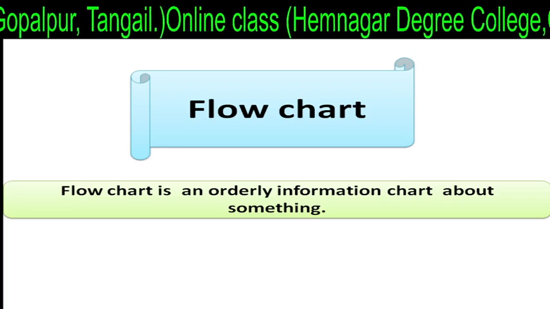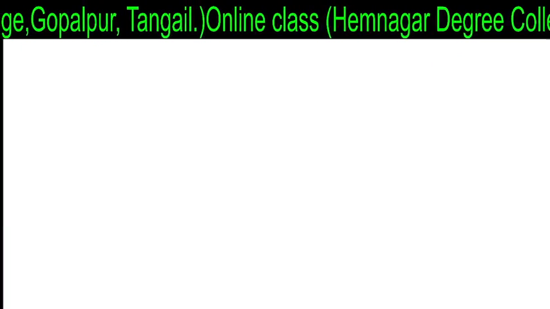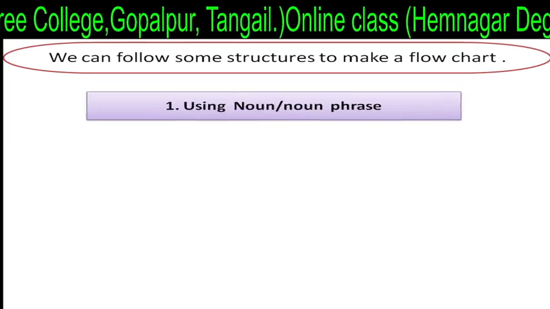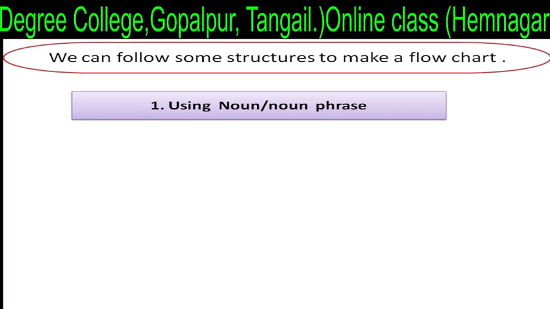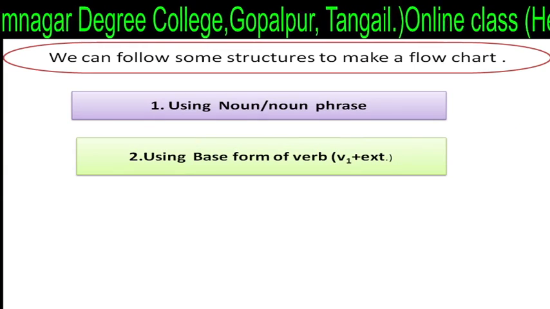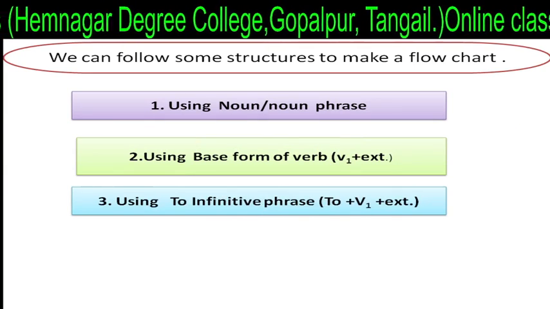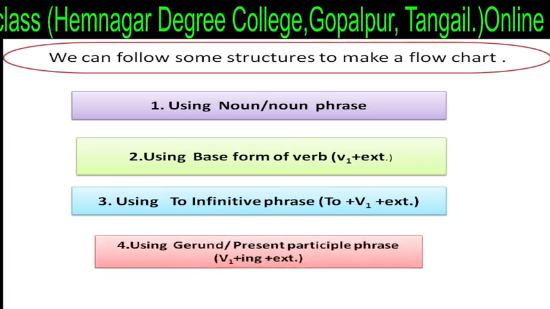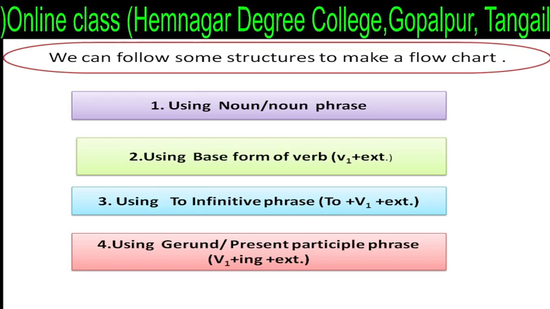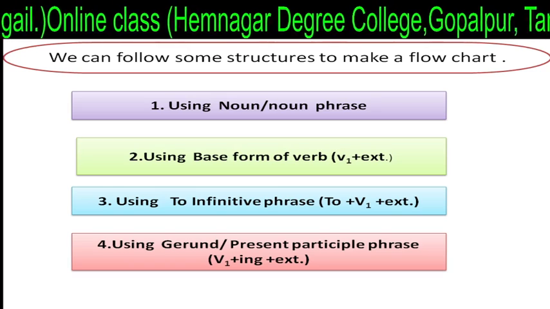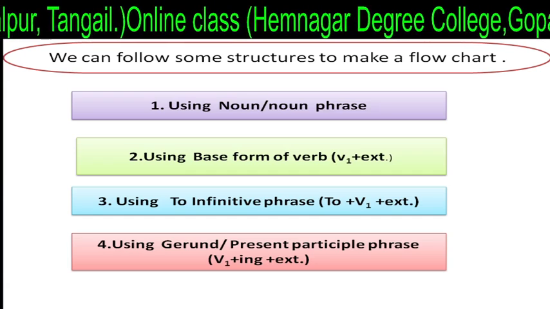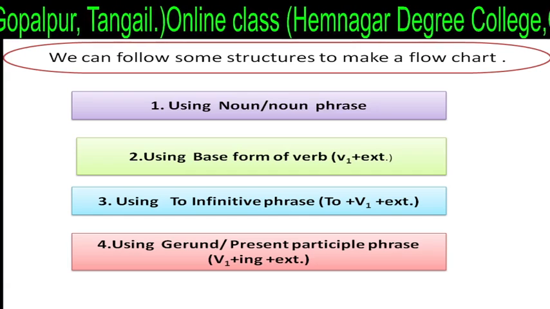This flowchart may be written in various ways. We can follow some structure to make a flowchart. For example, number 1, using noun or noun phrase. Number 2, using base form of verb, verb plus extension. Number 3, using to infinitive phrase, to plus v1 plus extension. Number 4, using gerund or present participle phrase. Gerund, ing form of verb that indicates noun, and present participle phrase, ing plus verb that indicates adjective.